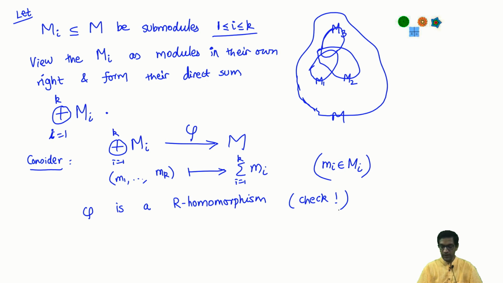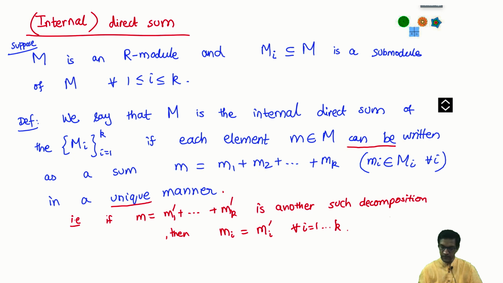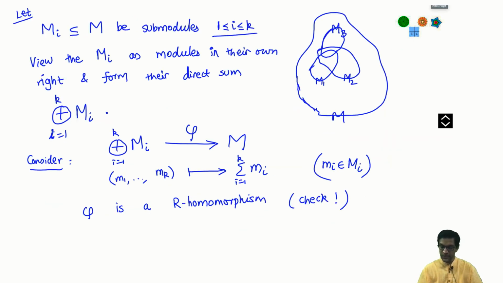Now the key point here is that observe that if the ambient module M is an internal direct sum of these submodules Mi, then what does it mean? Well, it means the following. If you go back to this definition, if M is the internal direct sum, then every element of M can be written as a sum of the mi. Okay, what does that mean? It means that this map phi which I have just defined is surjective, right? Because every element of M has one such decomposition.